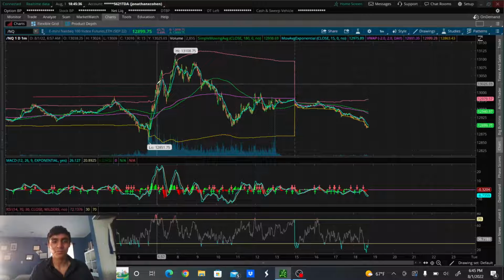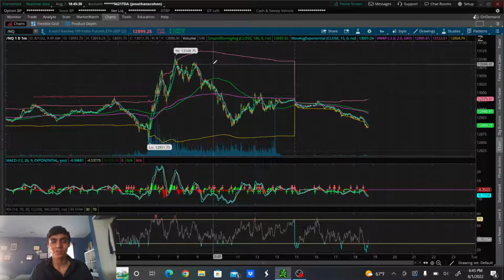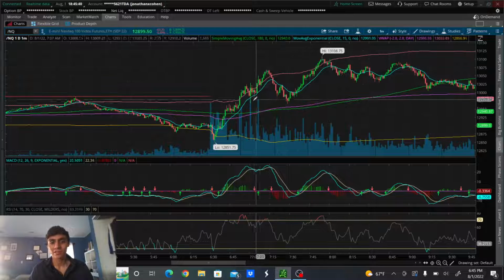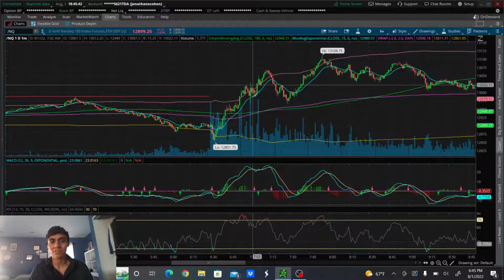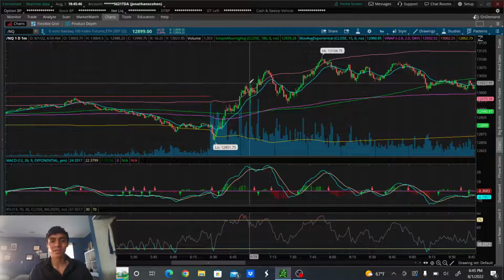I sold right before this big candle. I don't know if you could see it, if I can zoom in better. There was a big candle towards the top that ended up flushing down, and maybe stopped a lot of people out, but I was able to sell right before that move.